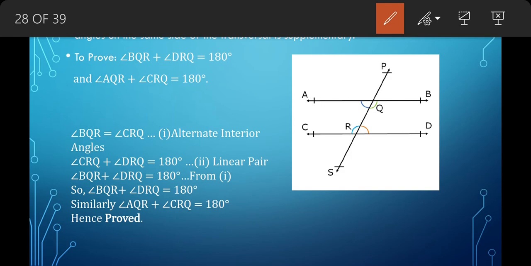So before that I have to write that angle BQR is equal to CRQ. Yes, angle BQR is equal to CRQ. We know from the previous theorem that alternate interior angle pairs are equal. Again, angle CRQ plus DRQ is equal to 180 degrees, because of linear pair.